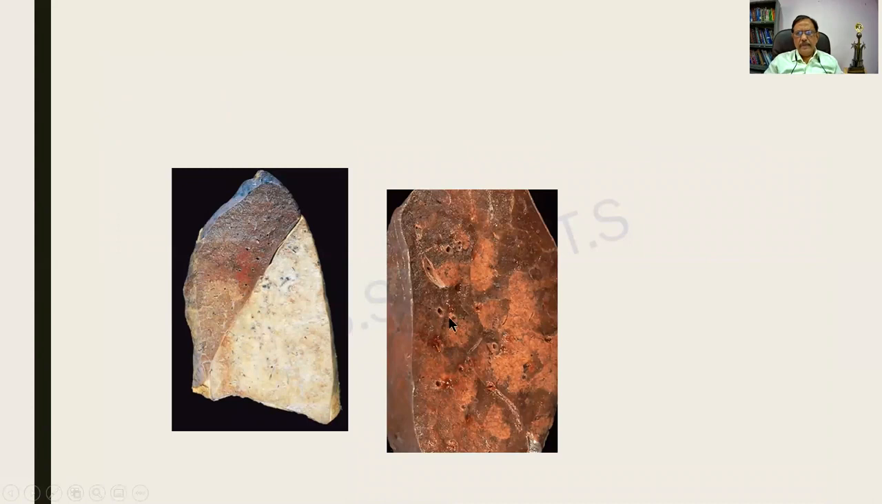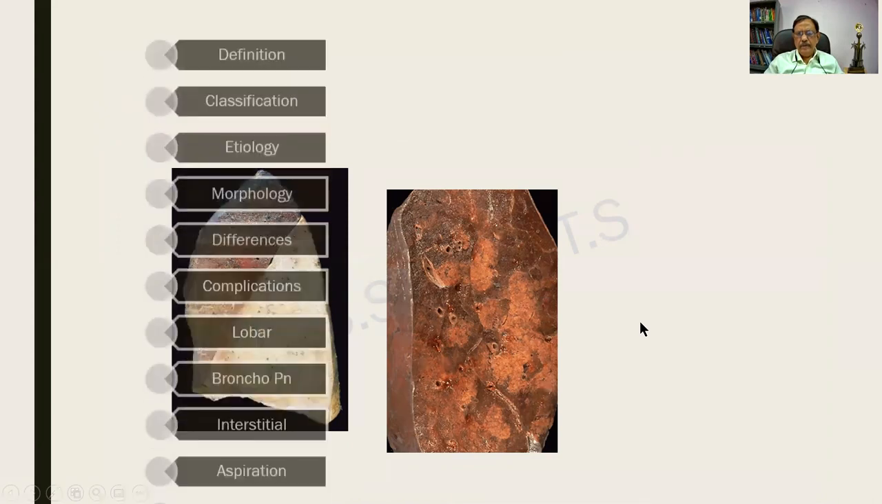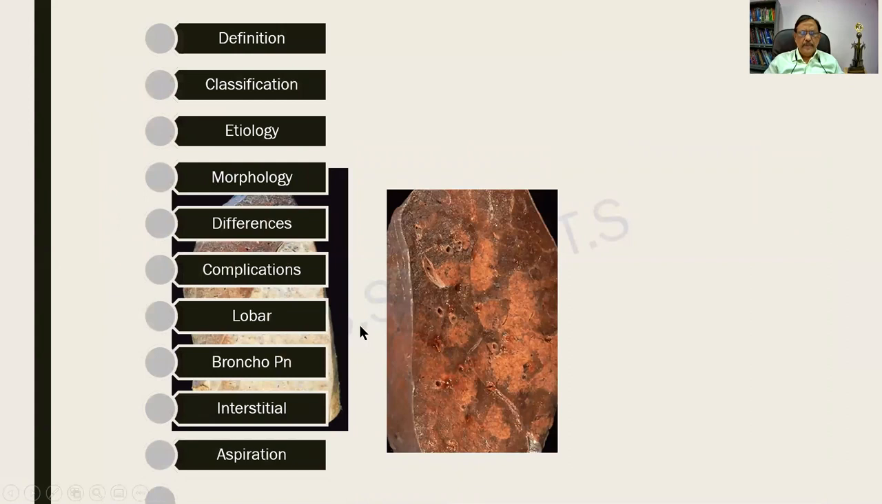So this is what we are seeing. You find that there is a lobar pneumonia and then a bronchopneumonia. And what have we seen here so far? Until now, the definition of pneumonia, the classification of pneumonia, etiology, various organisms, etc. You will have to mention morphology, the difference between a lobar and a bronchopneumonia. What can be the complications? And the specific types you will have to mention. Anything can be asked as a question.